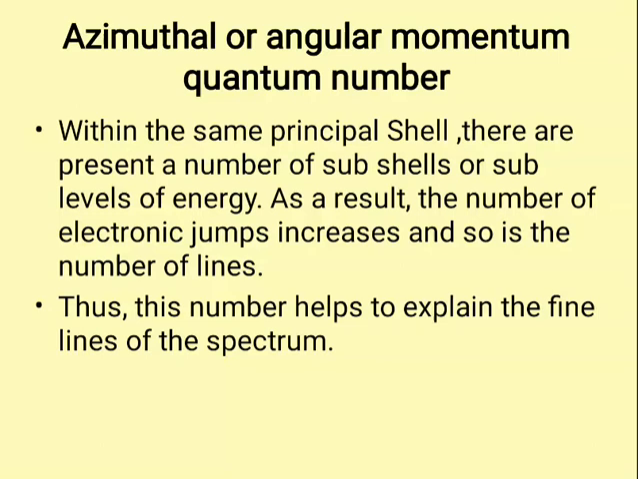Coming to the second quantum number, called azimuthal or subsidiary or angular quantum number. This angular quantum number was given by Sommerfeld. Now, within the same principal shell, there are a number of subshells or sublevels of energy. As a result, the number of electronic jumps increases and so does the number of lines. That means this azimuthal quantum number helps to explain the splitting of the main line in the spectrum.